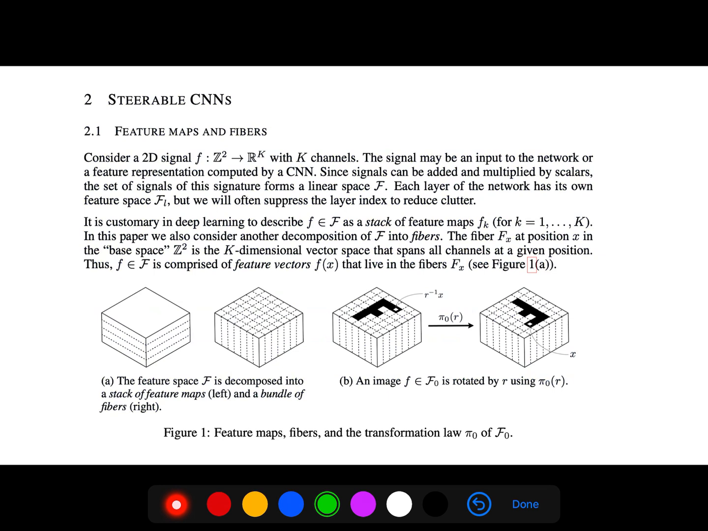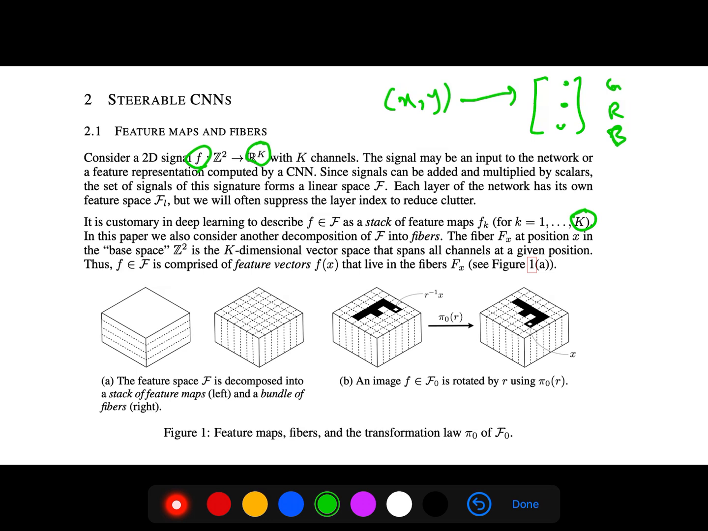So, for example, take this 2D signal, and we have k channels. For any x and y, we have an intensity for each of the channels: green, red, and blue, RGB. A different level of intensity for each point. This we call a feature map. It is customary in deep learning to describe F as a stack of feature maps, because we usually have k channels. Each channel could be a different kernel that is learning, for example, different rotations or reflections or anything else.